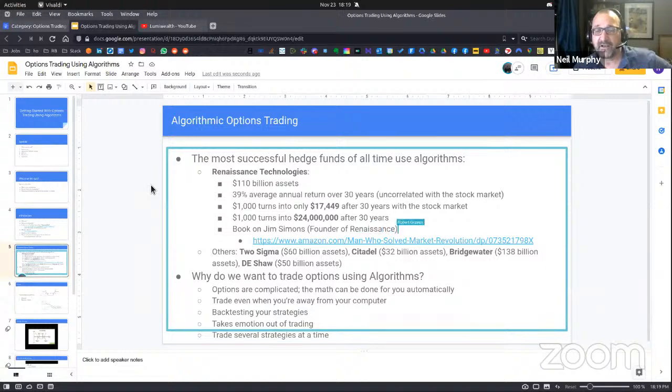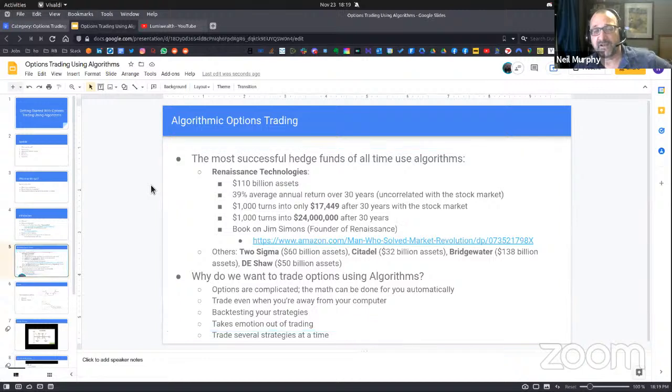It's a number that, quite frankly, before Renaissance came along, I never heard anybody achieve consistently over time, with very little drawdowns, not significant drawdowns. So $1,000 after 30 years would turn into about $17,500 if you were just to invest it in the stock market. $1,000 turns into 24 million after 30 years. And that's the power of algorithmic trading.